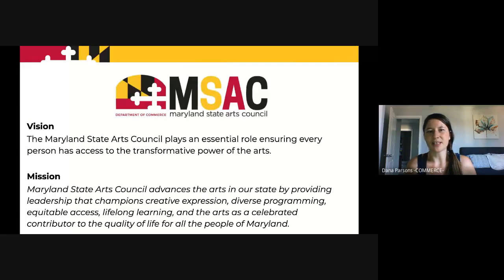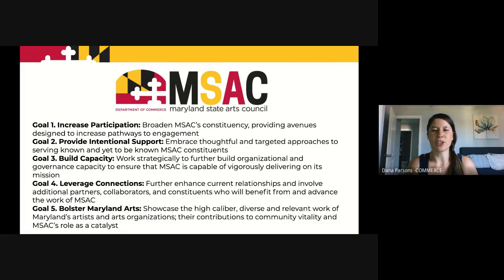Our vision: MSAC plays an essential role ensuring every person has access to the transformative power of the arts. And mission: MSAC advances the arts in our state by providing leadership that champions creative expression, diverse programming, equitable access, lifelong learning, and the arts as a celebrated contributor to the quality of life for all the people of Maryland. And our strategic planning goals: to increase participation, provide intentional support, build capacity, leverage connections, and bolster Maryland arts. With today's work specifically, we're really looking at goals 2, 4, and 5.